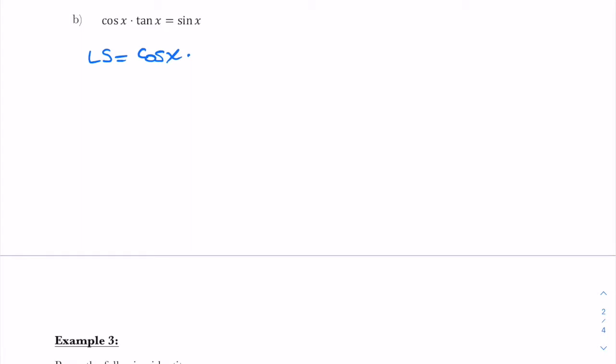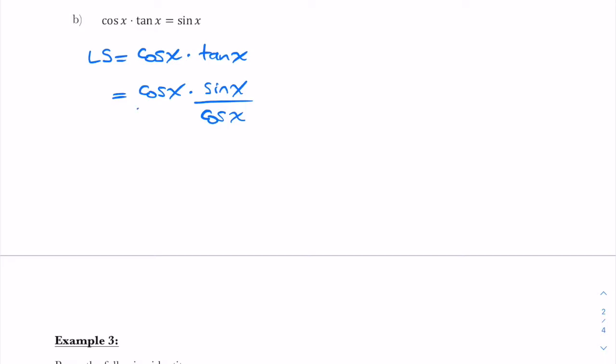So always begin by writing out the side that you want to work with. And now we somehow have to show that cosine x multiplied by tan x is equivalent to sine x. What I'm going to do to help me out over here is I'm going to use the first identity in the table. Recall that tan x is equivalent to sine x divided by cosine x. We actually proved this in example 1.